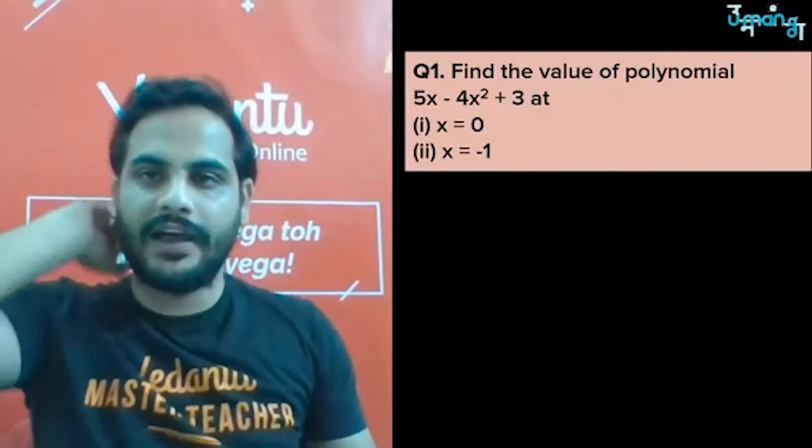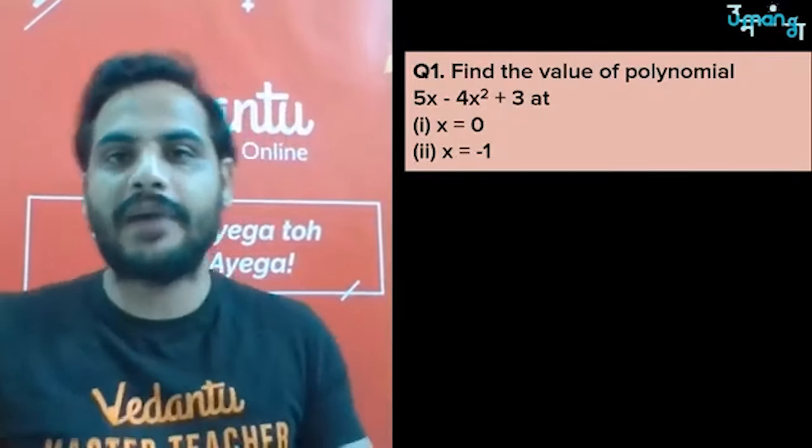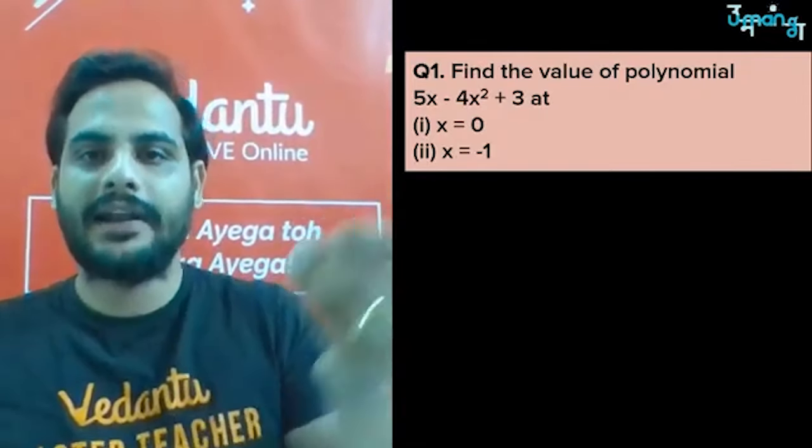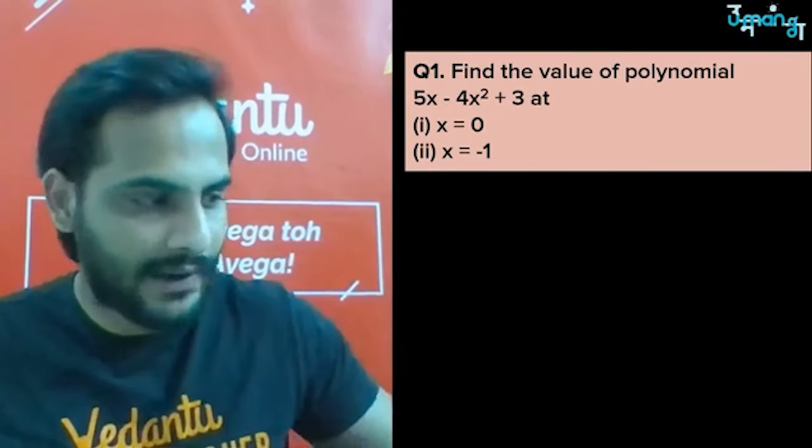So first thing, before we go for the remainder theorem part, let us just quickly understand what you mean by the value of a polynomial. Okay, so suppose the question is: find the value of the polynomial 5x minus 4x square plus 3 at x is equal to 0 or x is equal to minus 1, right?